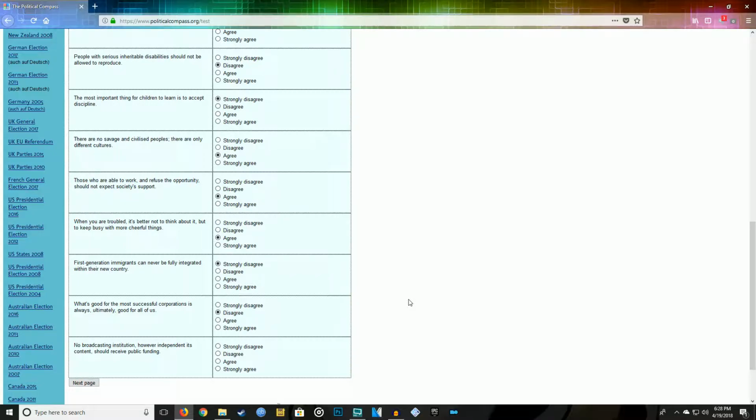No broadcasting institution, however independent its content, should receive public funding. I disagree with that one. I think that a broadcasting institution, even if they are independent or not, can receive public funding. I don't know. Yeah, I mean, you can support things with your money. I mean, that's part of a free market, isn't it?